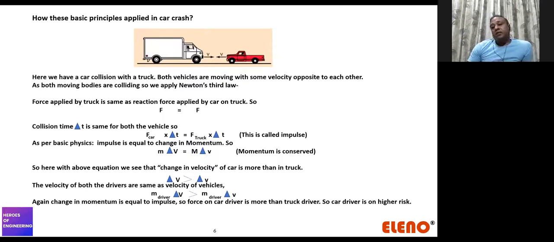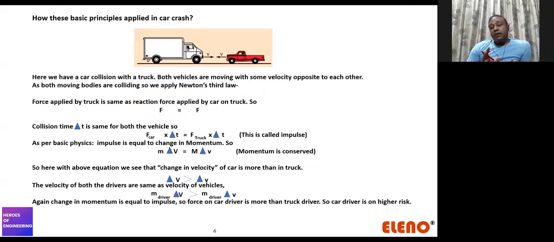Why? Because the change in momentum of the car driver will be more. Why more? Because the delta V of the car driver is more. So when the change in momentum of the car driver is more, it means that he is going to be injured more severely than the truck driver. And that also happens in the real crash scenario when a car is hitting a truck. So from here, I think everybody has understood what is happening in the crash.